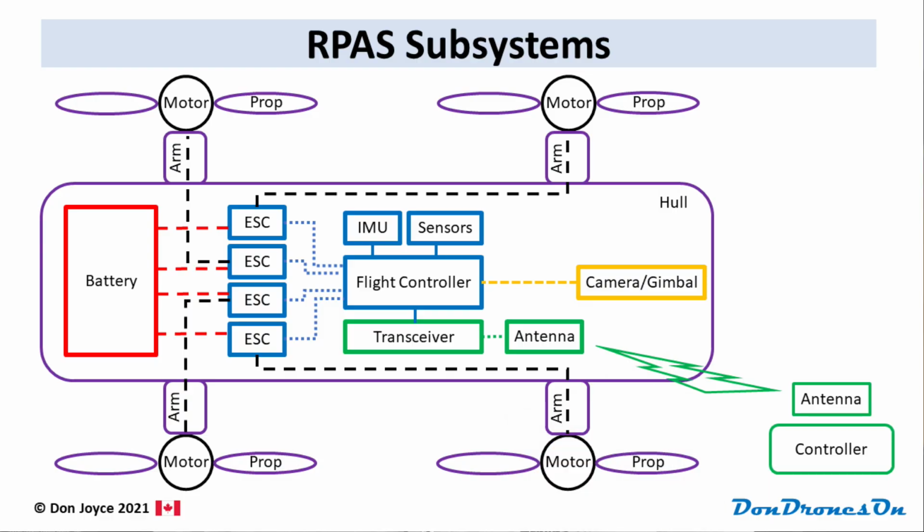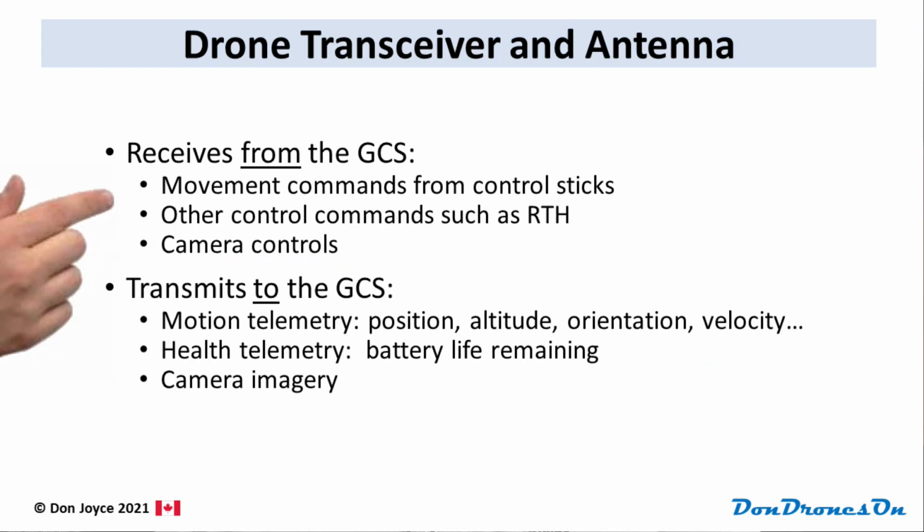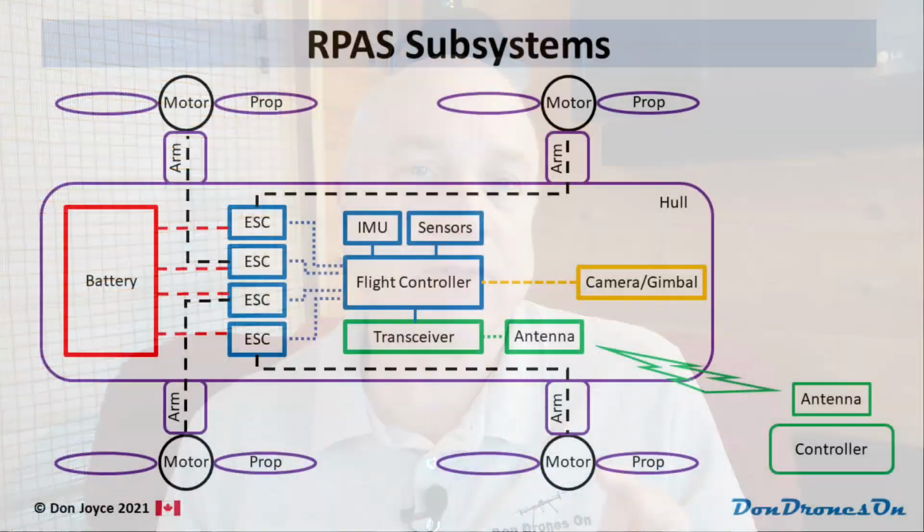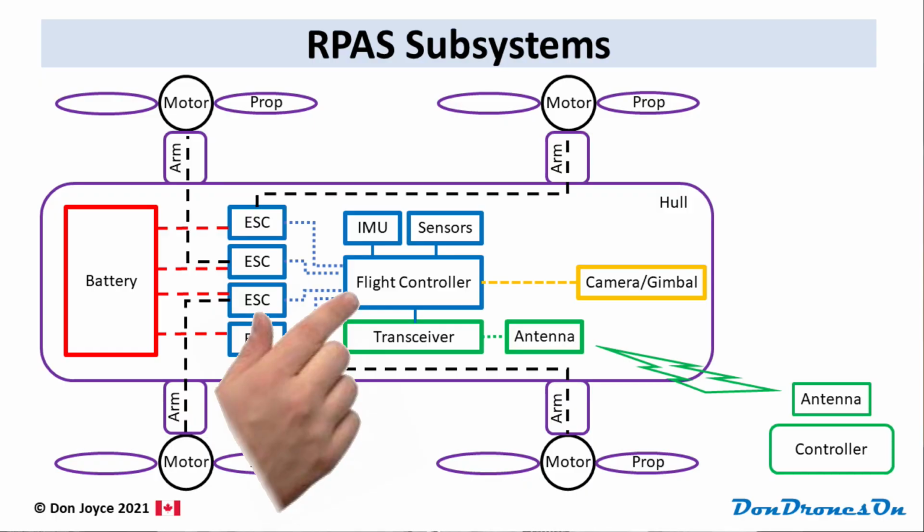On the drone itself, there is a corresponding transceiver and antenna subsystem, which receives the commands from the GCS and transmits back position, camera feed, and telemetry information like battery life remaining. The transceiver is tied directly to the flight controller, or the brain of the drone.